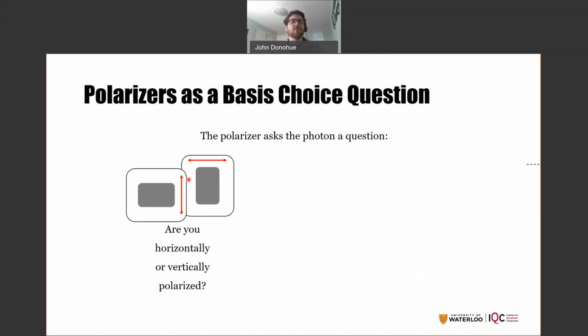So what the polarizer is doing is it is asking the photon a question. If I hold my polarizer like this, it's asking the photon the question, are you horizontally or vertically polarized? If horizontal, get absorbed. If vertical, pass on through. But is this the only question that I can ask my photon? Well, no, because I can hold my polarizer like this, or any angle in between.